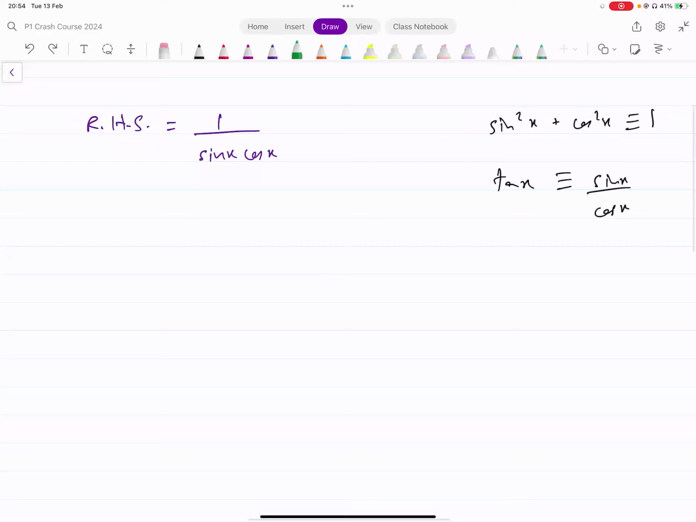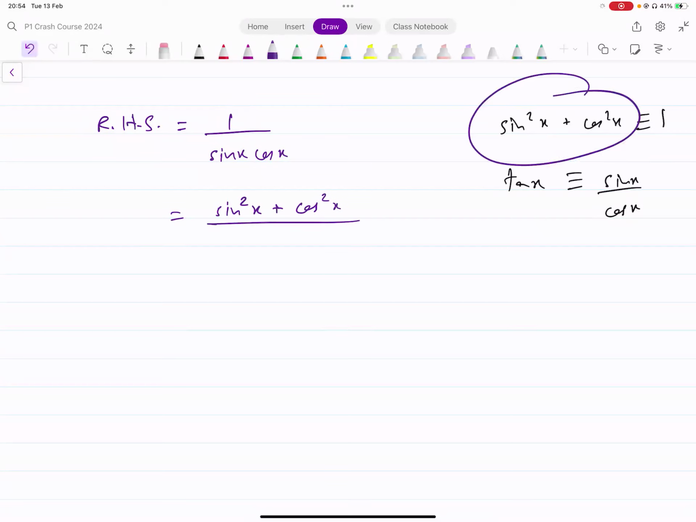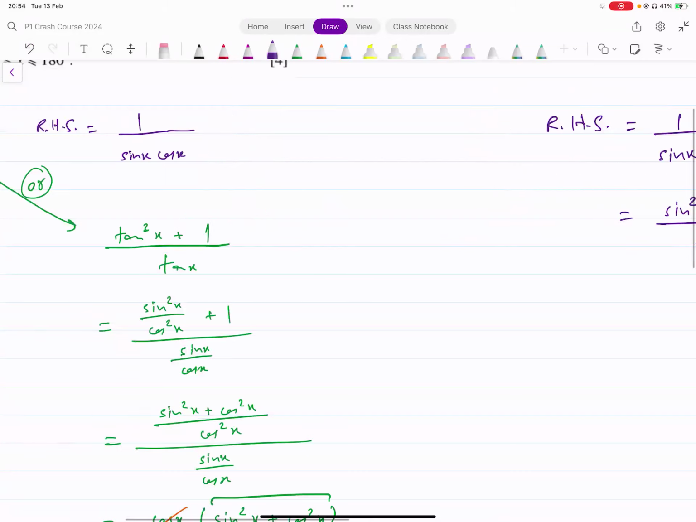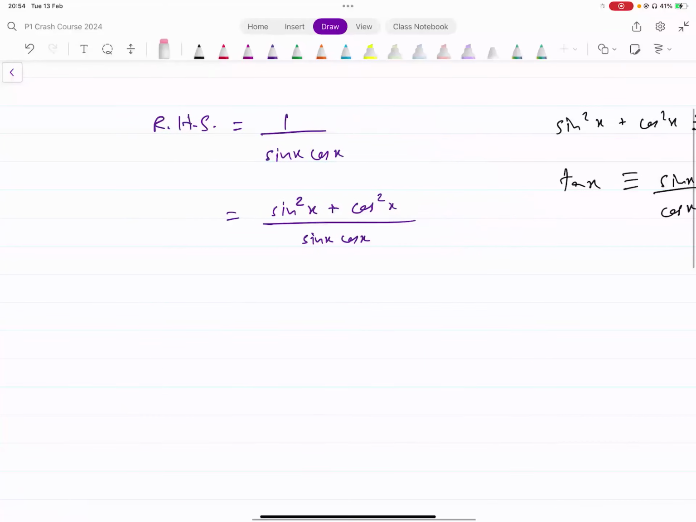If you wanted to go from this to that other side, what you can do is you can write 1 as sine square x plus cos square x. Right? Sine square x plus cos square x is identical to 1, right? So instead of 1, you write sine square x plus cos square x. That introduces this plus sign that we needed. Okay? So instead of 1, we write sine square x plus cos square x.